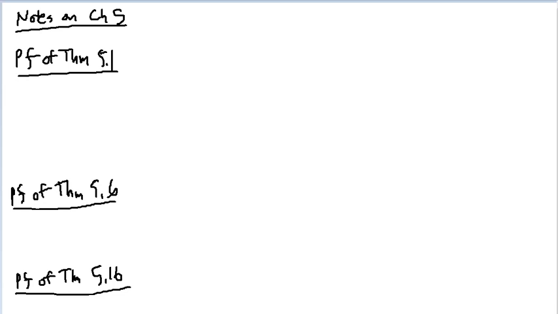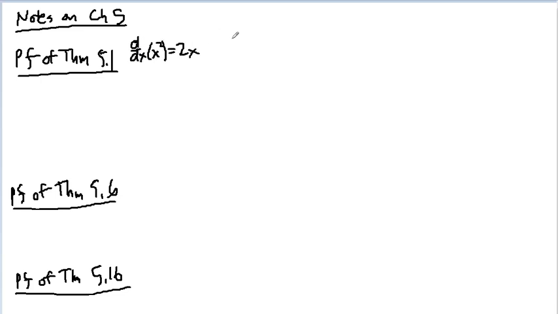I just have a couple of quick notes about some of the proofs in Chapter 5. First is in the proof of Theorem 5.1. They're using a technique that you don't normally use in calculus. For instance, we know that d/dx from calculus of x squared equals 2x.